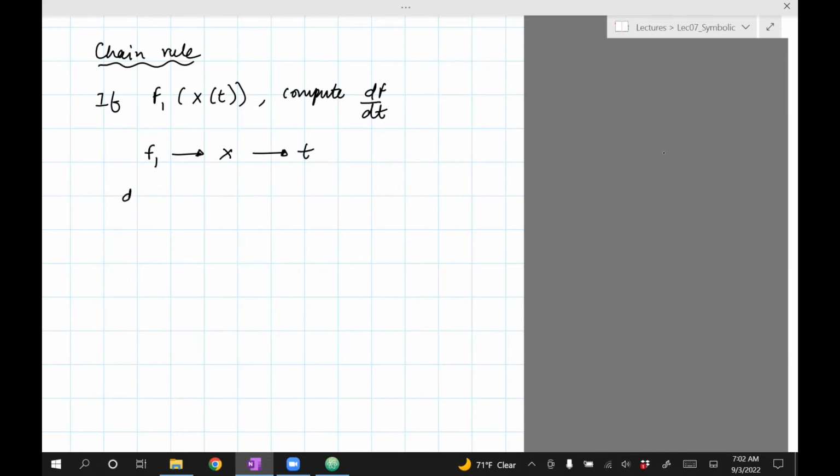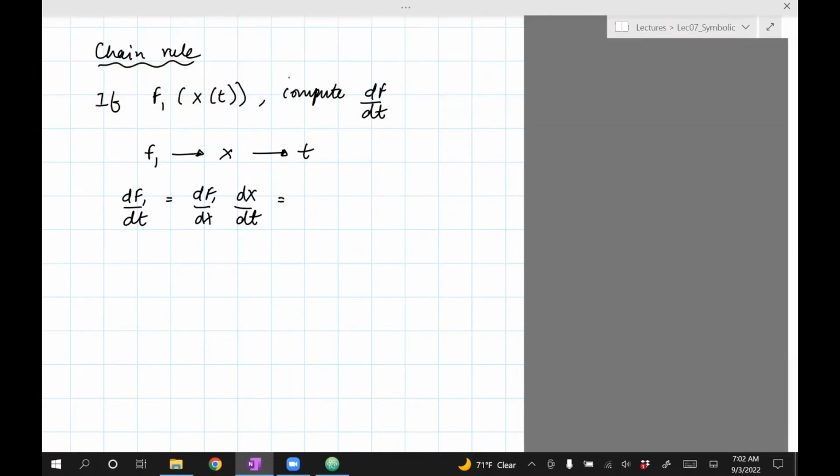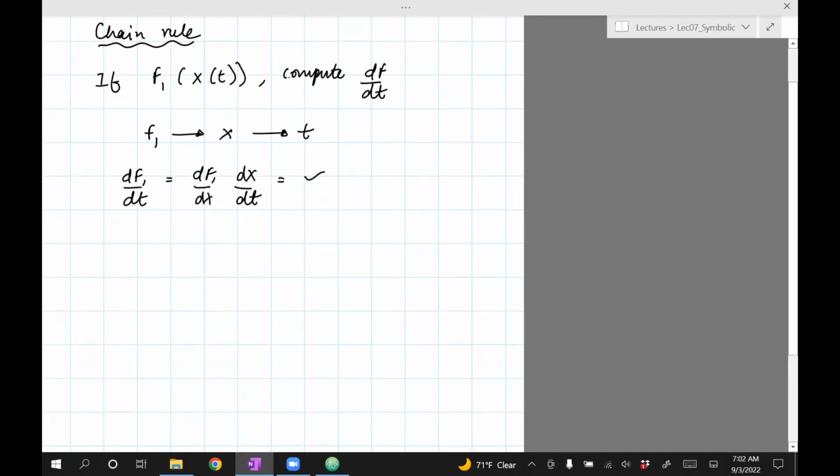And so if you want to compute df1/dt, you need to go via x. So I write df1/dx times dx/dt. Okay, conceptually, you can, for example, get rid of the dx and you will end up with df1/dt. That's the rough way you can think of the intuition behind this formula. So once we have that, we can then compute these individual quantities and we have the answer. So let's do an example.